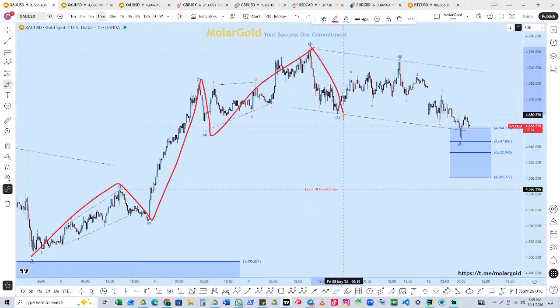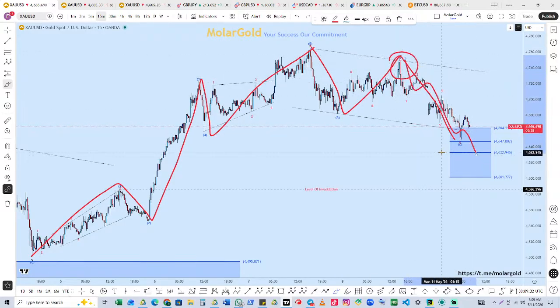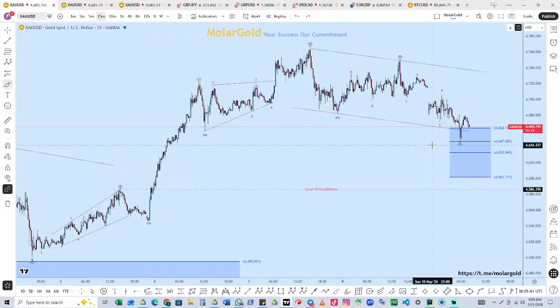And then they gave us an ABC correction, which I drew way before it actually happened. If you are in the MolarGold channel, you will see that. So what is actually happening in here? What is happening? This is actually the next move.